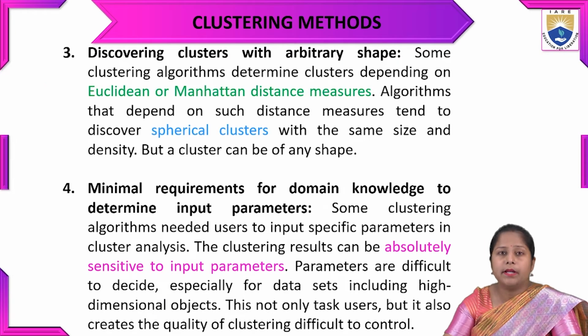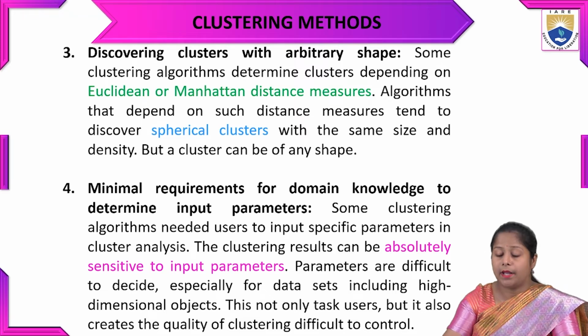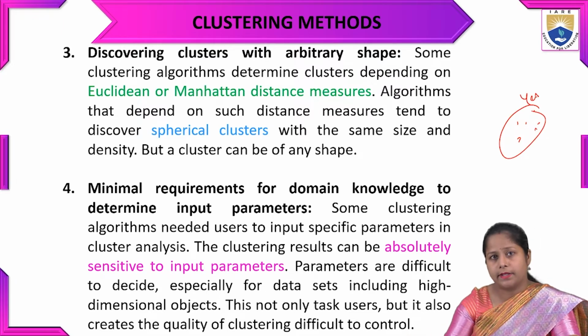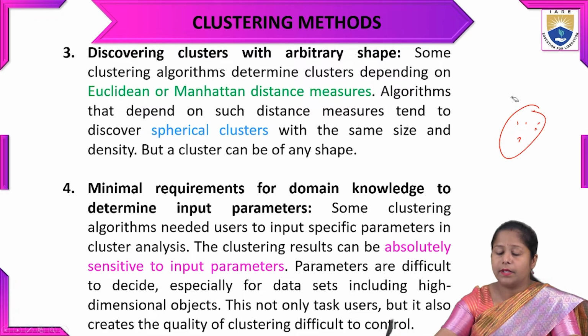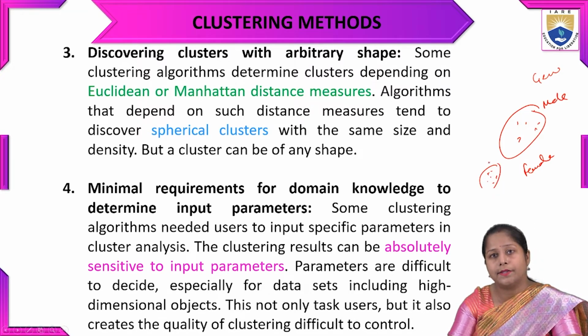Third will be discovering clusters with arbitrary shape. Some clustering algorithms determine clusters depending on distance. For example, if I take gender type, male is there and female is there, and female has some points here. So these are the two clusters.